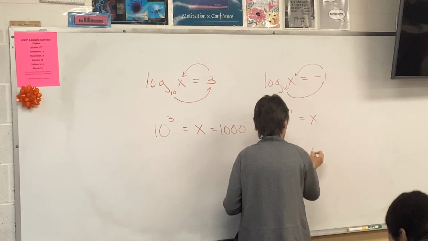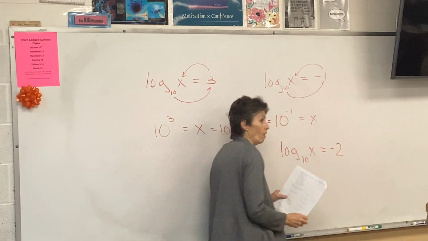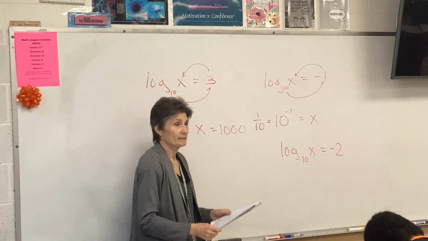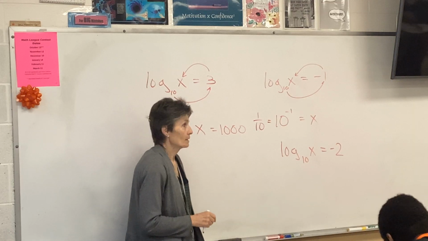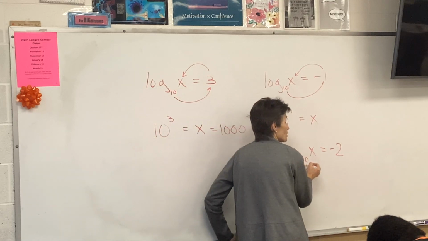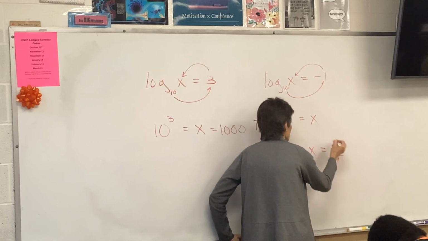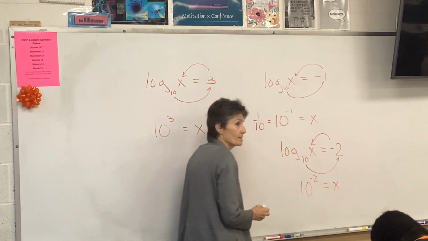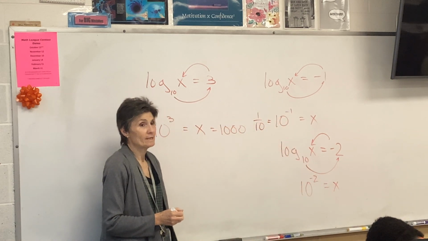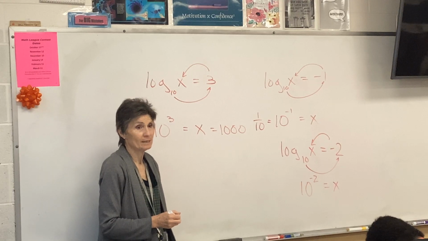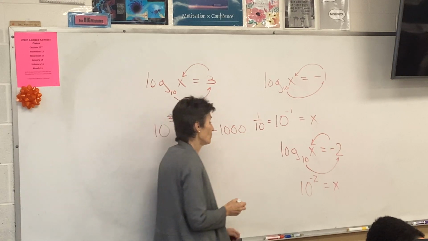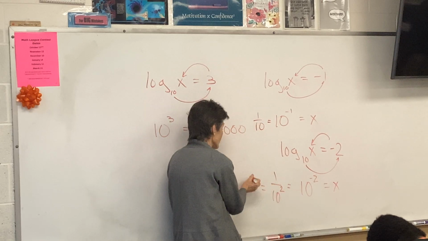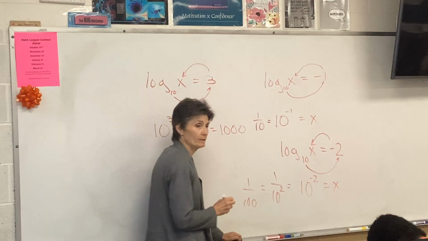Can you do C? It's almost the same thing. Put that 10 in, and then loop-de-loo it, so we have 10 to the -2nd equals x. And what does 10 to the -2nd mean? 1 over 10 squared. So your answer is 1 over 100.